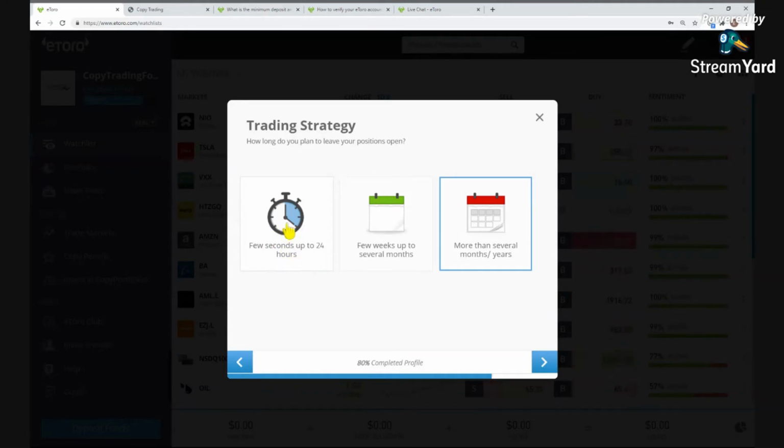but I wouldn't put in few seconds because if you do multiple few seconds trades on eToro, it's against our terms and conditions. You need to hold it for at least 15 minutes and do trades for 2 hours, 3 hours, one day, etc. Mix it up. You can't do scalping on eToro, which is completing multiple trades for small gains in small time frames, like 1 minute, 2 minutes. So I would select one of these: few weeks up to several months is swing trading, and long term is more than several months. So I'd click one of these two and click next.